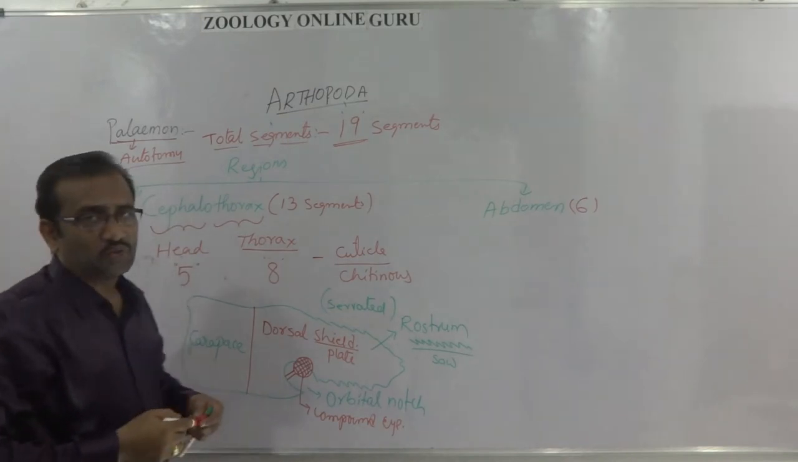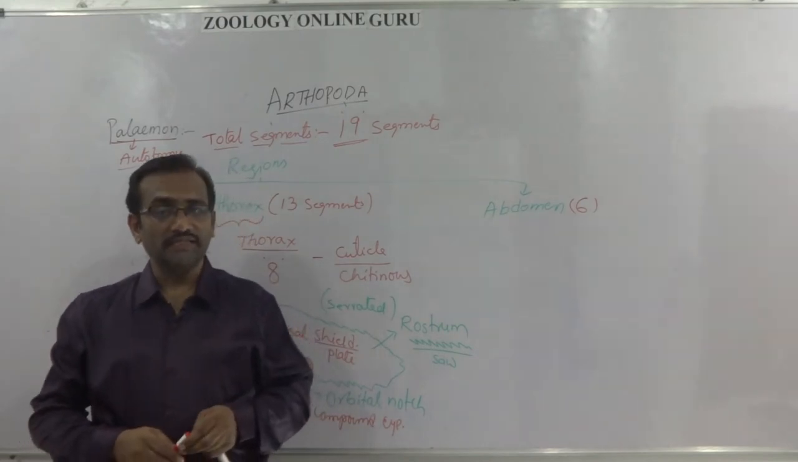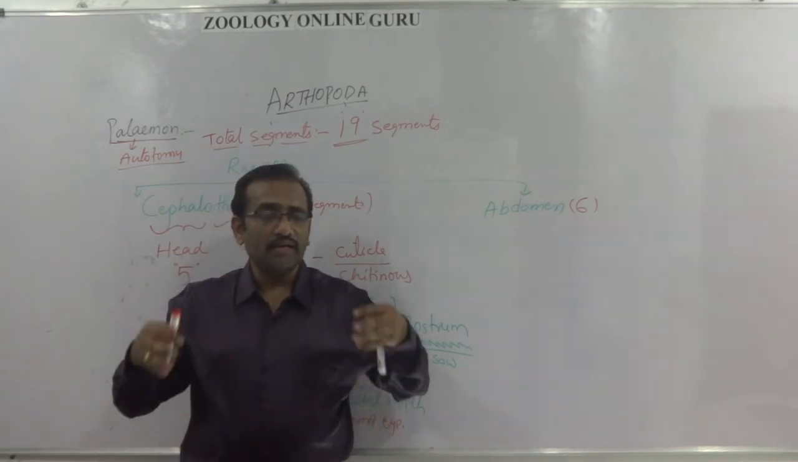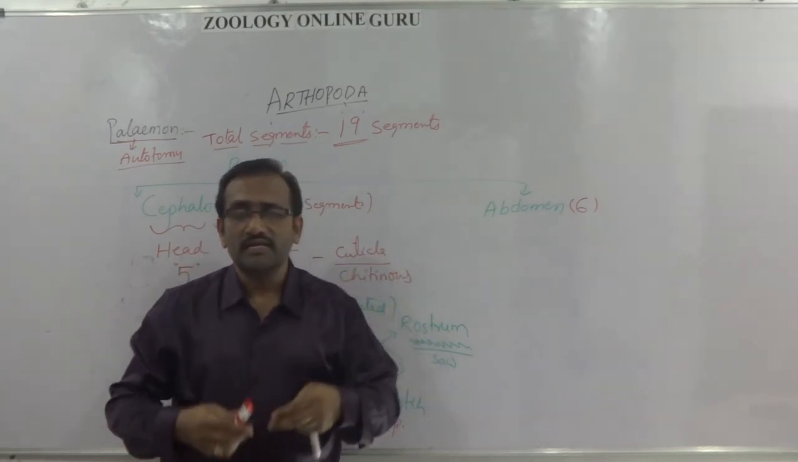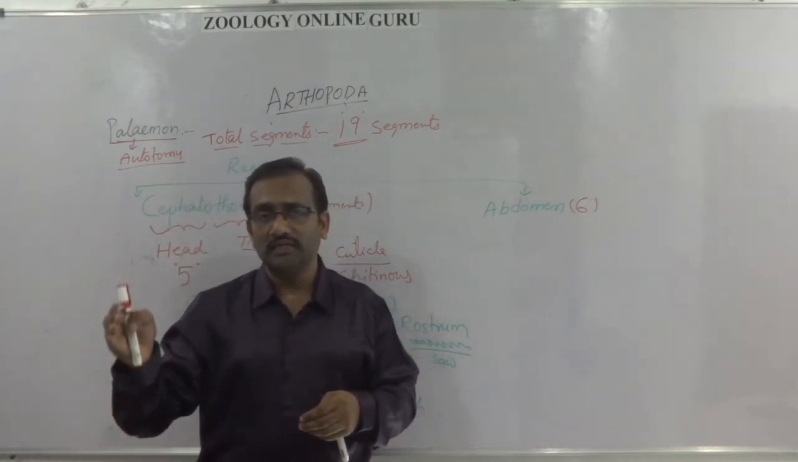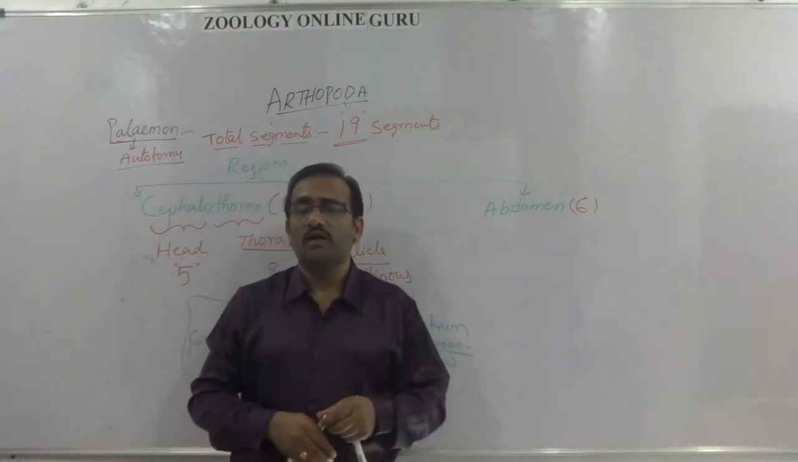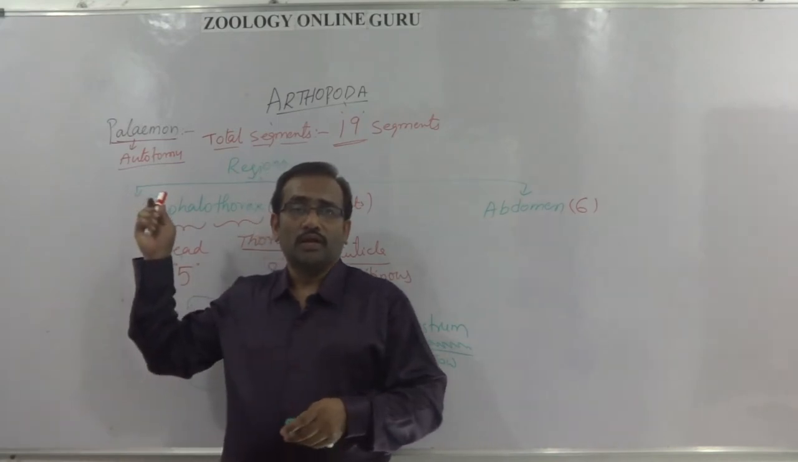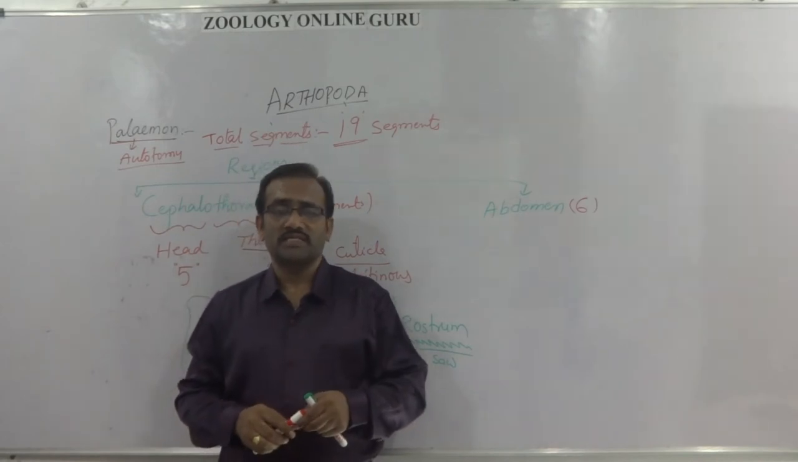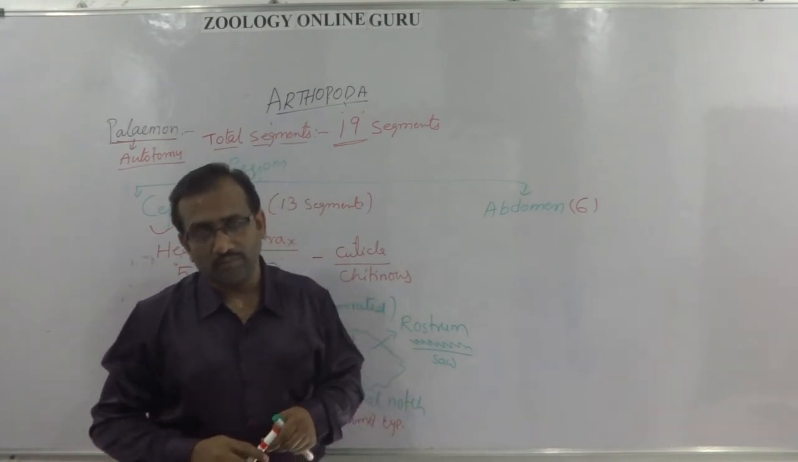Auto means self, tome means cutting. Cutting of one's own body parts: when they are in danger, to escape from predators, they voluntarily remove some of the body parts and leave them with the predators and escape easily. So removing or cutting of body parts voluntarily, that capacity is called autotomy. Autotomy is also present in the Palaemon.